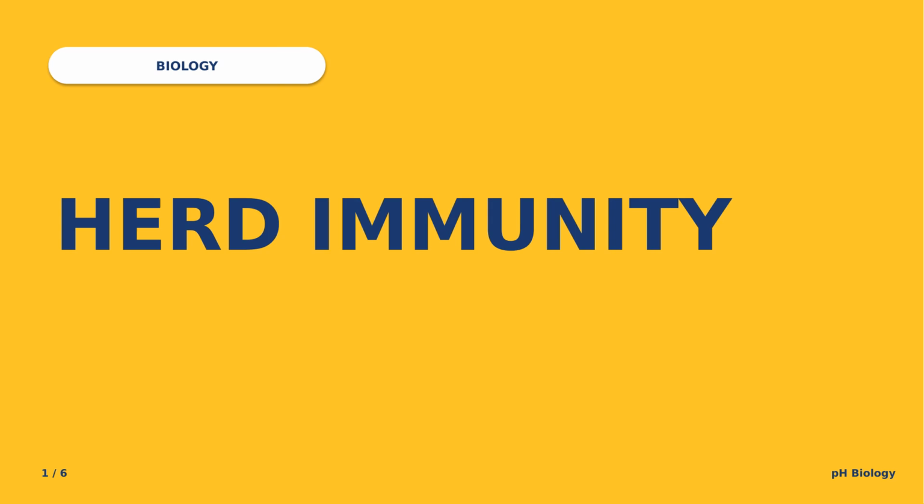Today's explainer is herd immunity: when enough of a population is vaccinated that the disease can't spread, protecting even those who haven't been vaccinated. By the end of this video, you'll know how it works and why anti-vaccine choices affect everyone.